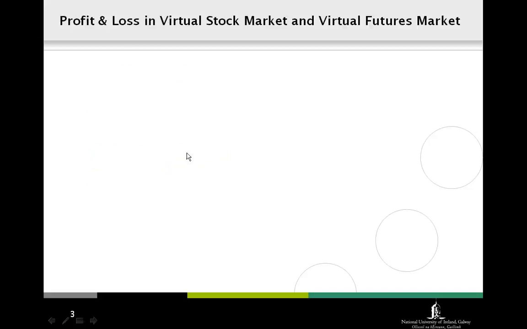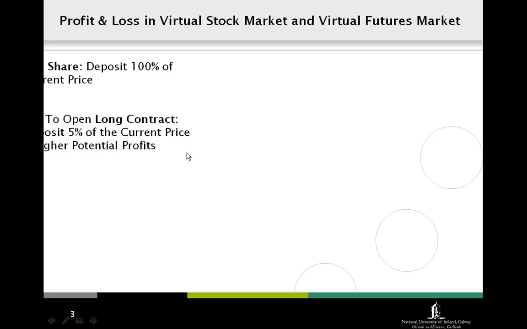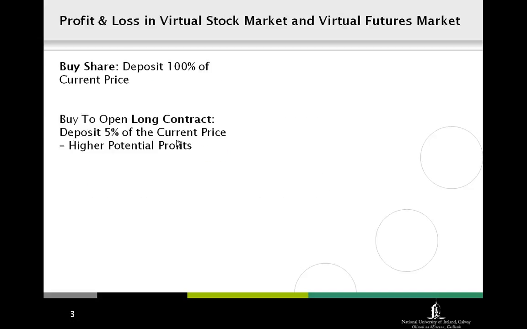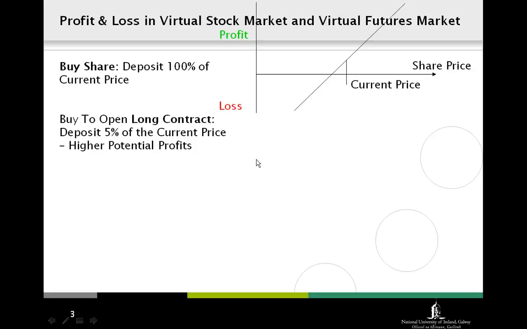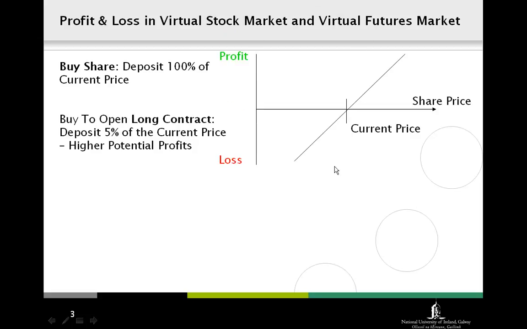You have the profit and loss for the bullish strategies. In case of buying shares, we deposit 100% of the current price, and when we buy to open long contracts, we deposit only 5% of the current price. The profit and loss is as follows. We have the share price and the profit and loss. If the share price increases by €1, the profit is €1. If the share price decreases by €1, the loss is €1.